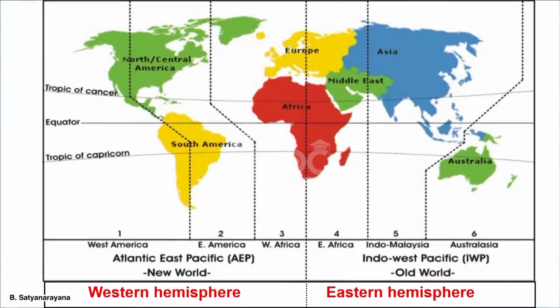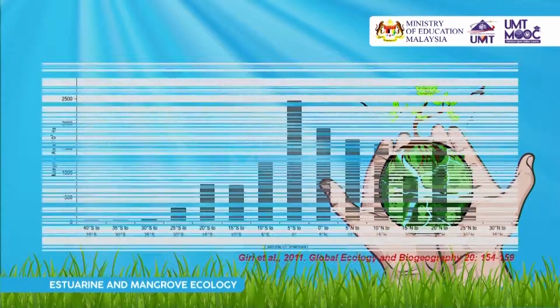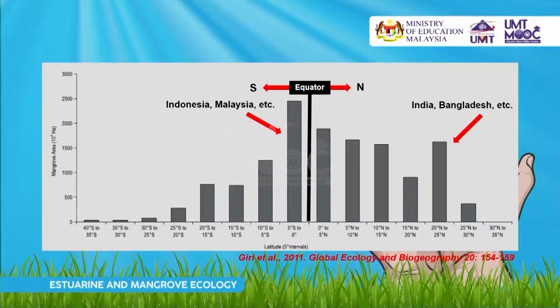Mangroves in the western hemisphere, covering Atlantic East Pacific, are known as New World mangroves, whereas the mangroves in the eastern hemisphere, covering Indo-West Pacific, are known as Old World mangroves. While the eastern mangroves are represented by as many as 40 species, the western mangroves are represented by only 8 species.